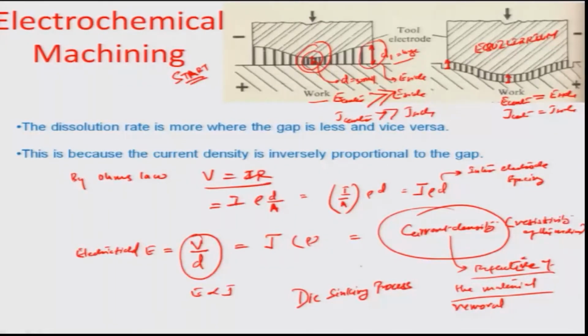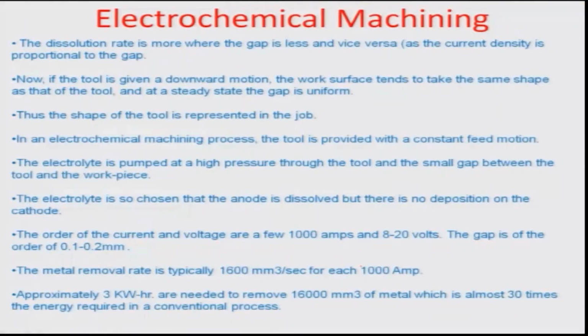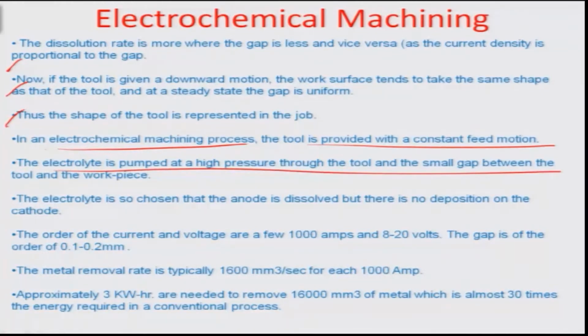So, let us learn a little more about electrochemical machining. The electrochemical machining process comprises a tool which is provided with constant feed motion. Obviously, I have already made clear that it is a die sinking process, and the workpiece assumes the same shape as that of the tool. The electrolyte is pumped at a high pressure through the tool and a small gap between the tool and the workpiece. The electrolyte is so chosen that the anode is dissolved, but there is no deposition back on the cathode. So, that is how it is a micro machining or a machining process. Whatever is dissolved goes as a precipitate and is carried away by the circulating electrolyte.